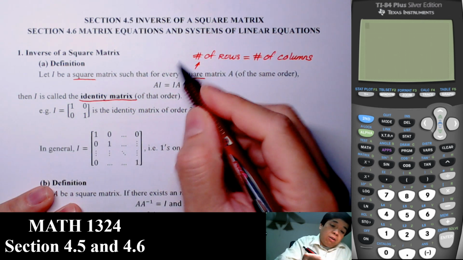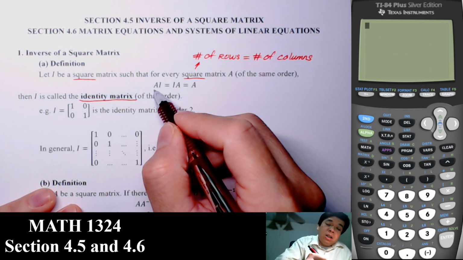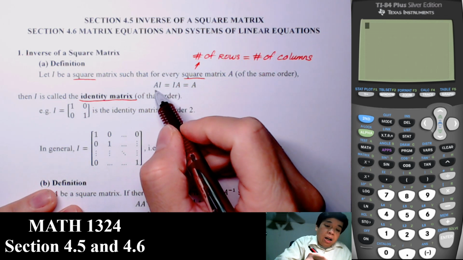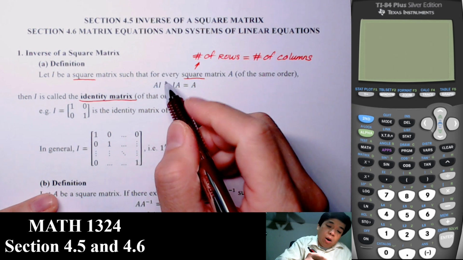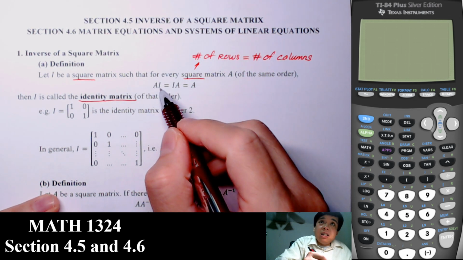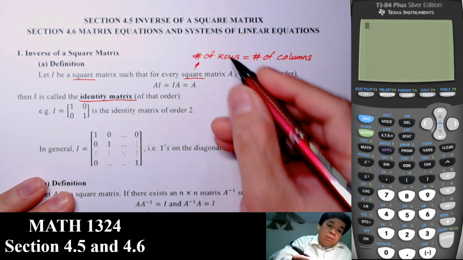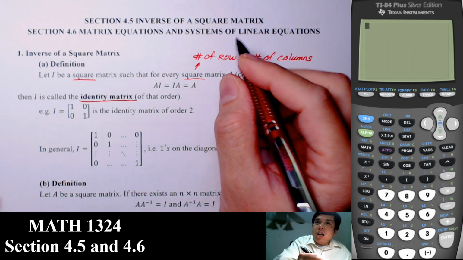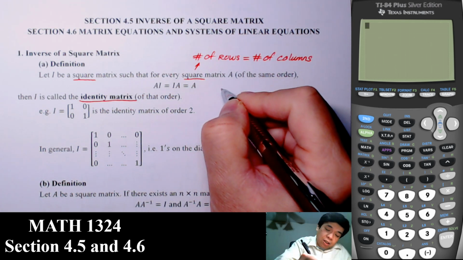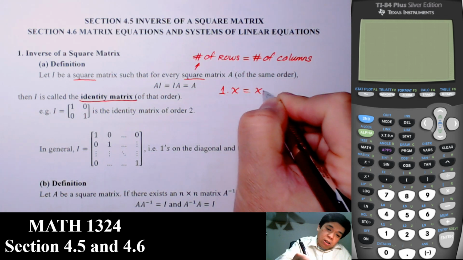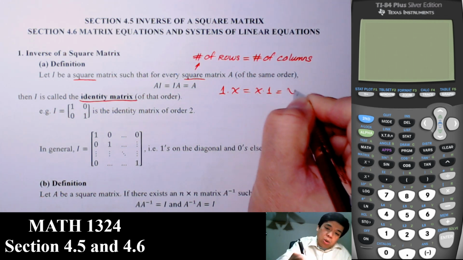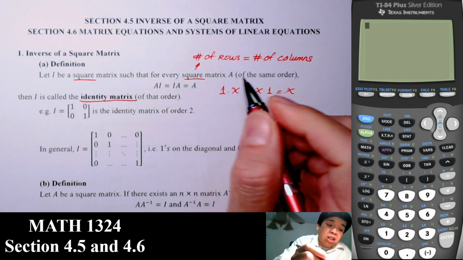The way we define the identity matrix I is that for any matrix A of the same order, A times I is the same as I times A, which is the same as A. In terms of numbers, it looks like the number 1: 1 times x is the same as x times 1, which is equal to x. So the identity matrix is acting as the number 1.